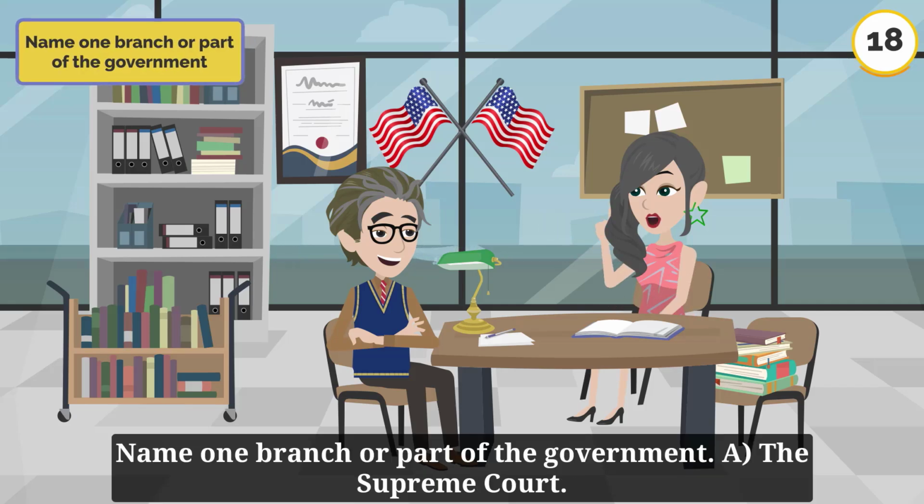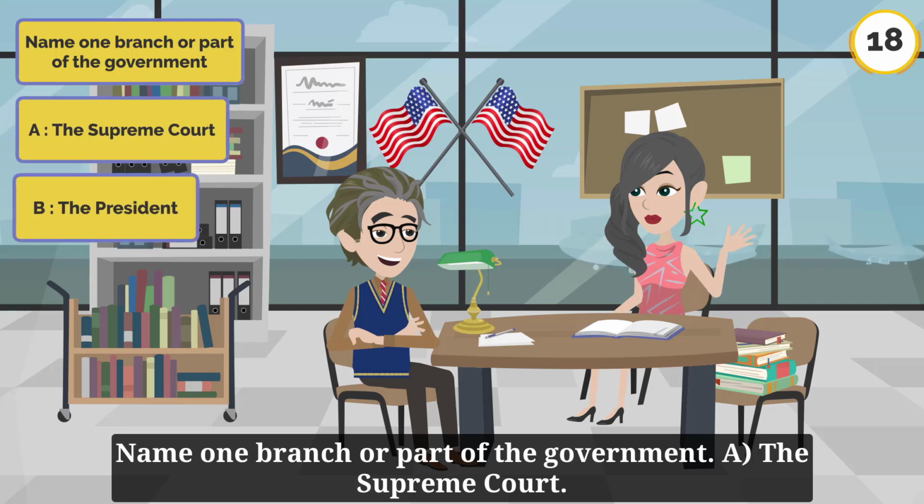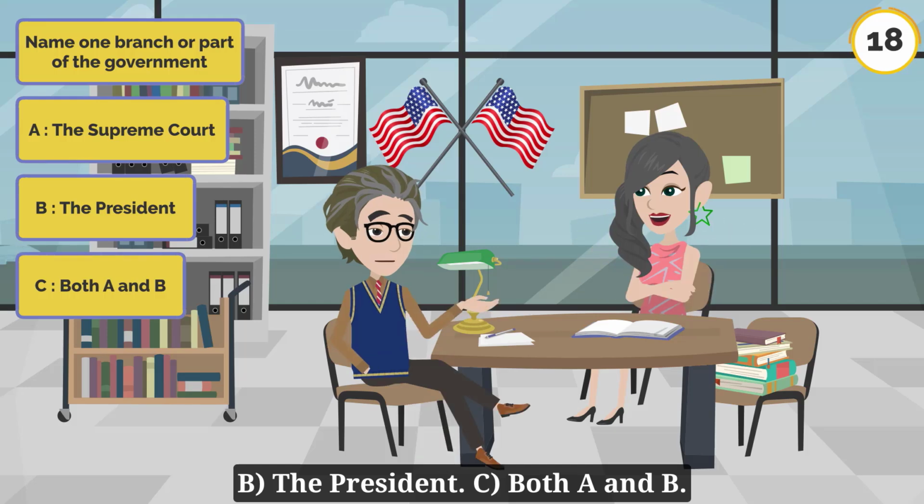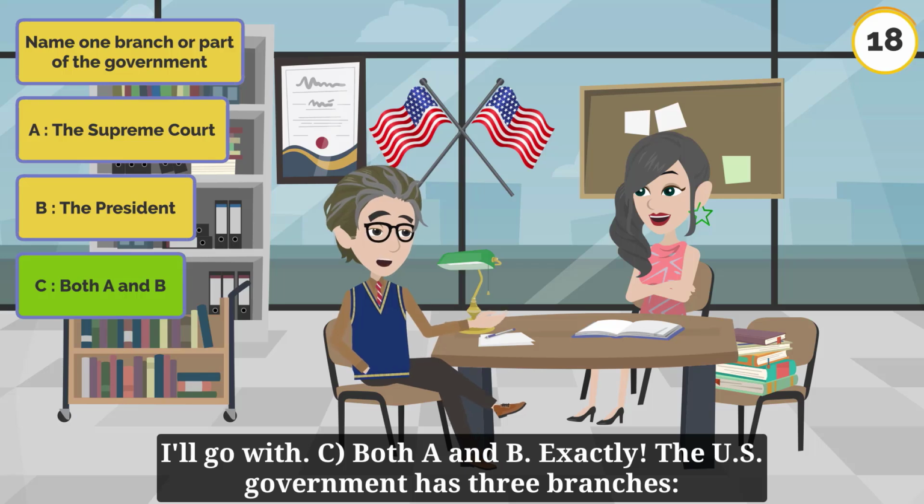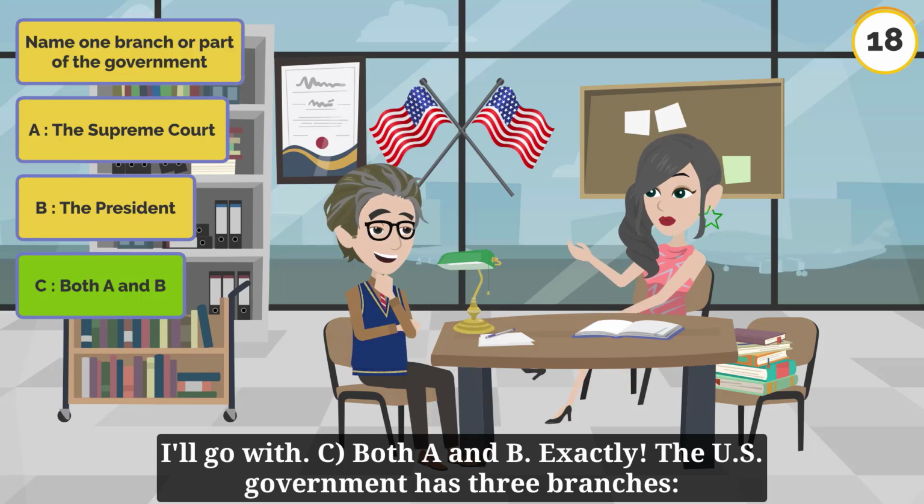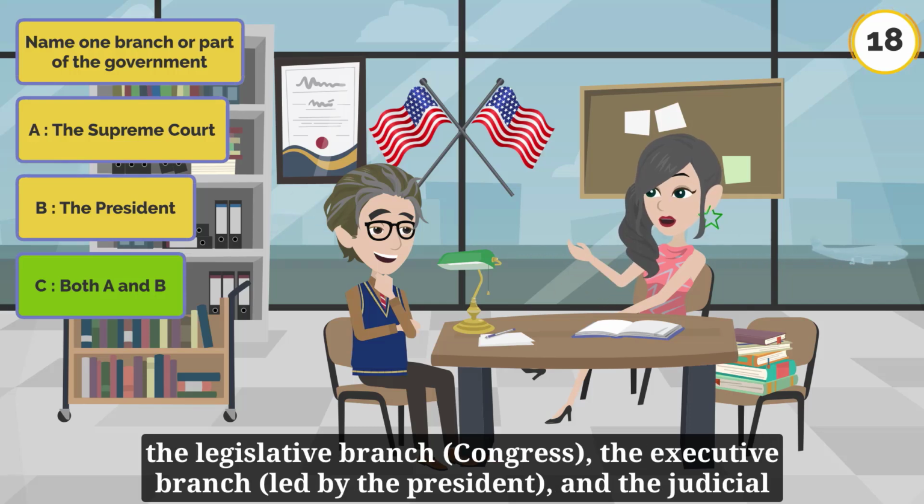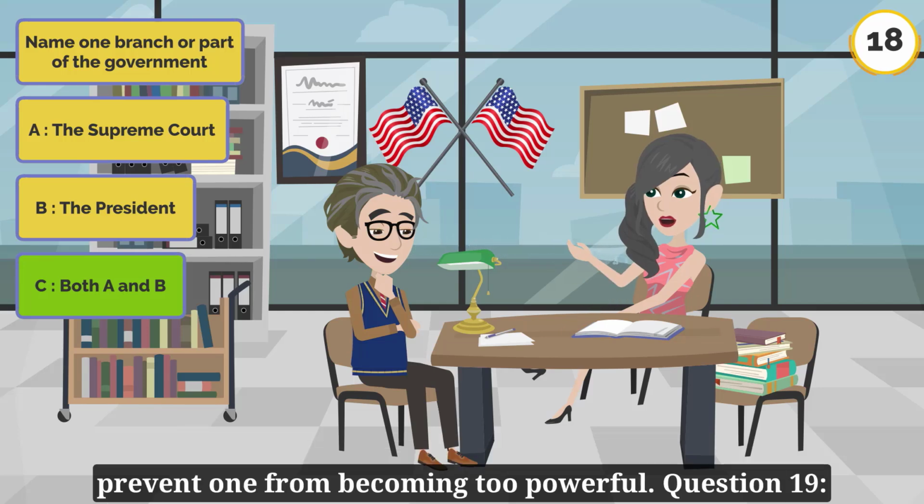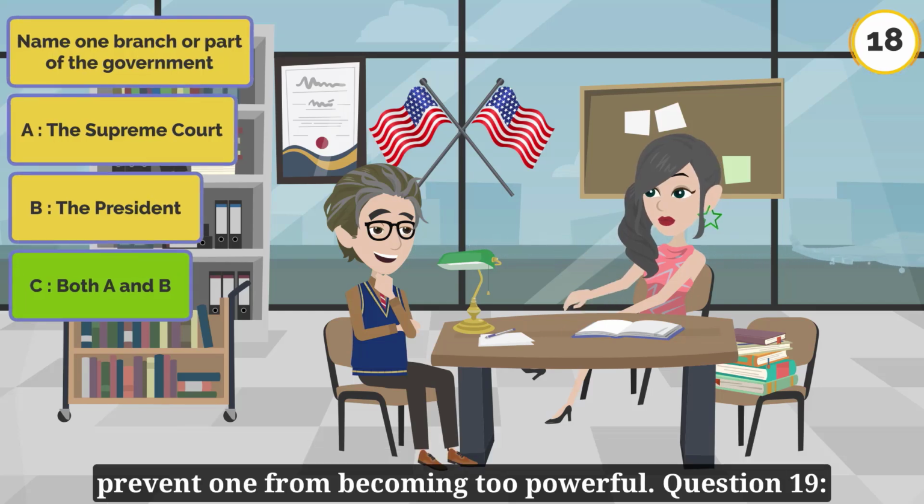Question 18. Name one branch or part of the government. A. The Supreme Court. B. The President. C. Both A and B. I'll go with C. Both A and B. Exactly. The U.S. government has 3 branches: the legislative branch, Congress, the executive branch, led by the President, and the judicial branch, led by the Supreme Court. Each branch plays a unique role and balances the others to prevent one from becoming too powerful.